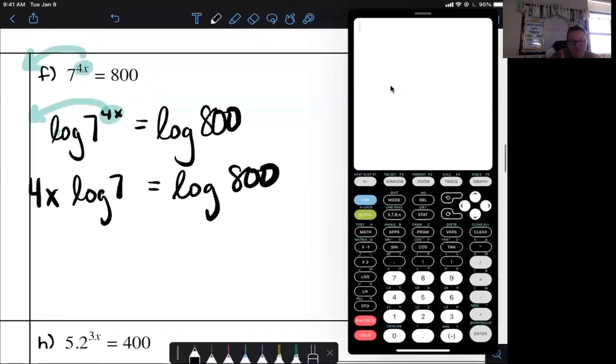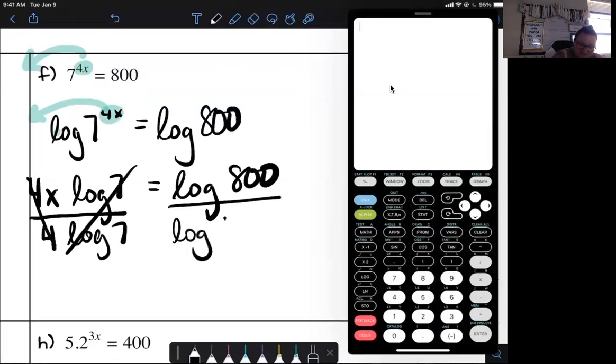Now we can solve for x because x is being multiplied by 4 and the log of 7. How do I cancel multiplication? I simply divide both sides. I divide by 4 and I divide by the log of 7. Notice I also used the log base 10, because that's the log that my calculator uses. So I can take this, plug it into my calculator, and then find our answer.